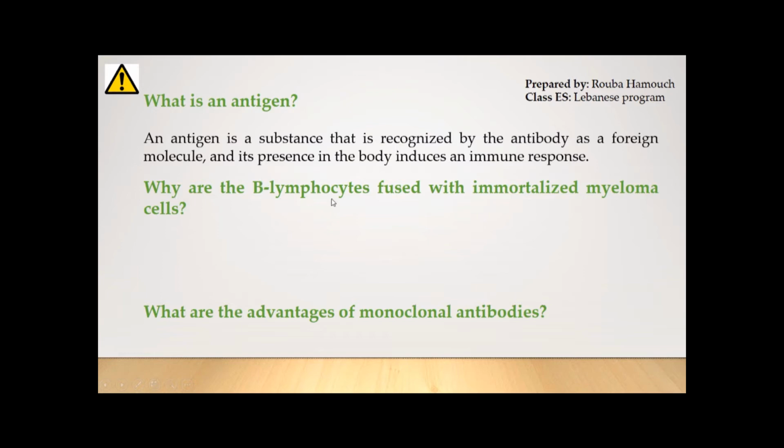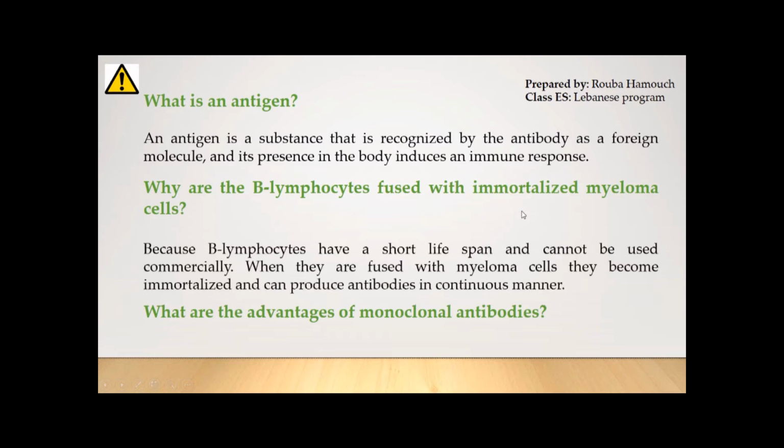Now, why are the B lymphocytes fused with immortalized myeloma cells, as you have seen in the previous video? B lymphocytes have a short lifespan and cannot be used commercially. When they are fused with myeloma cells, they become immortalized and can produce antibodies in a continuous manner.